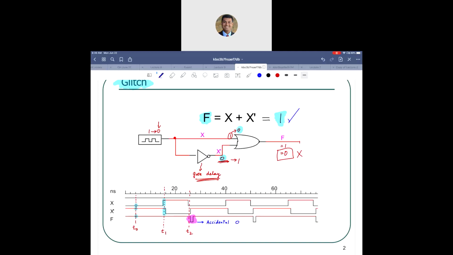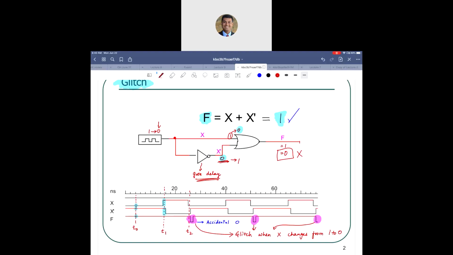And similarly, you see the glitch 2 more times, but more importantly, you see the glitch when the input changes from 1 to 0, right? You are seeing that glitch over here, over here, over here. What you can say is you get an accidental 0 or glitch when x changes from 1 to 0. It is not the other way around.